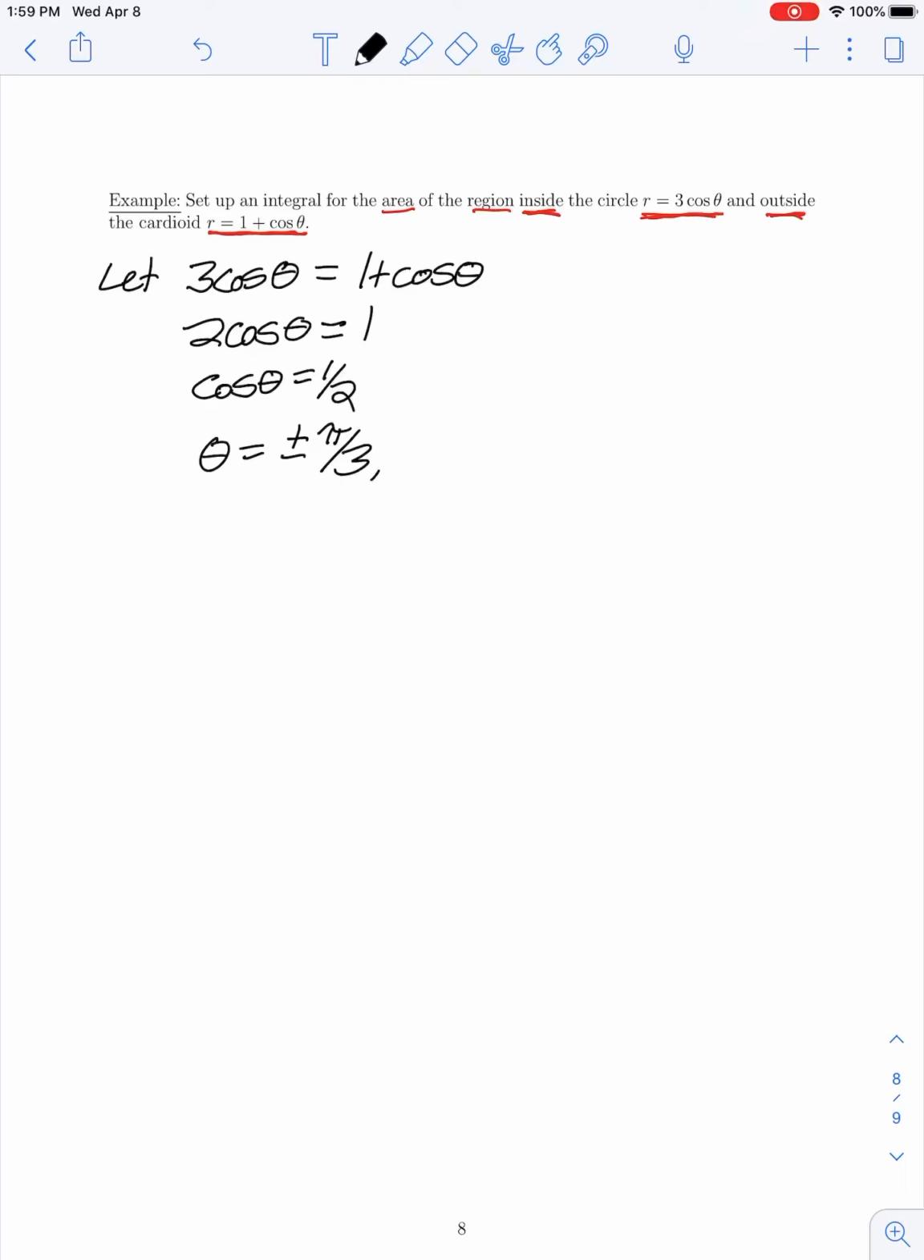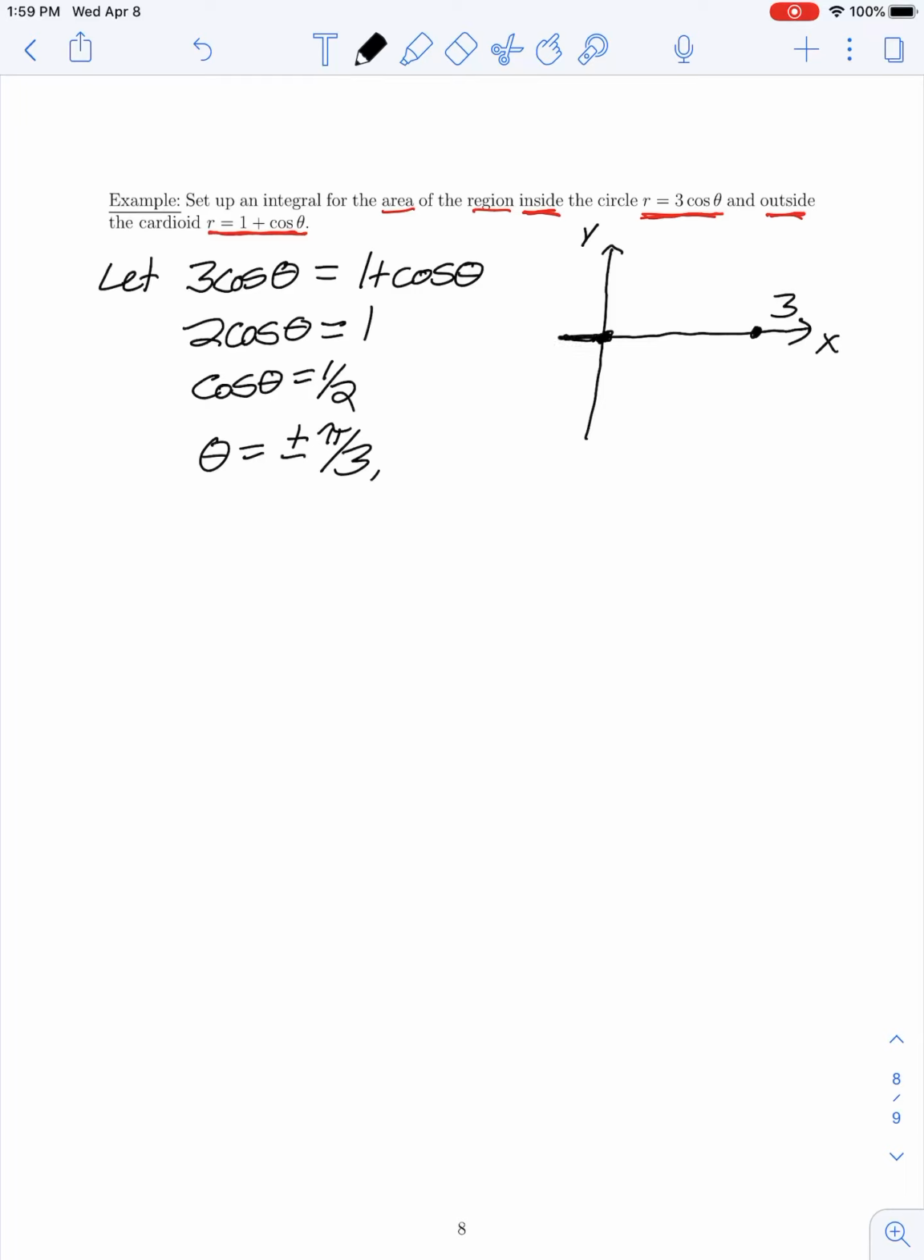So here we can try to visualize our region. We're looking at some plane region in the xy plane, which lies inside the circle r equals 3 times cosine of theta. When theta is equal to 0, we have a value of 3. When theta is pi over 2, we have 0. When theta is equal to pi, we would have 3 times cosine of pi, so -3.